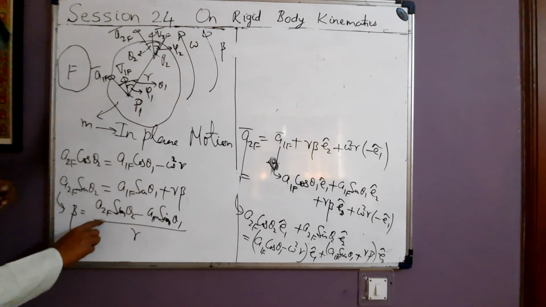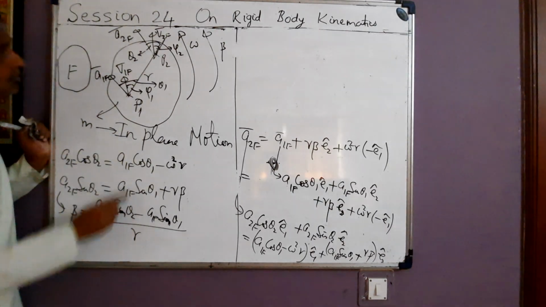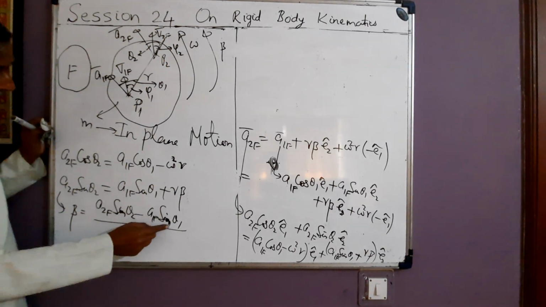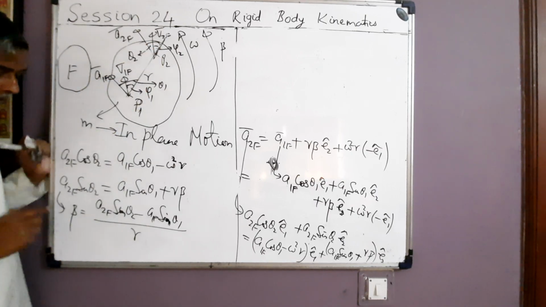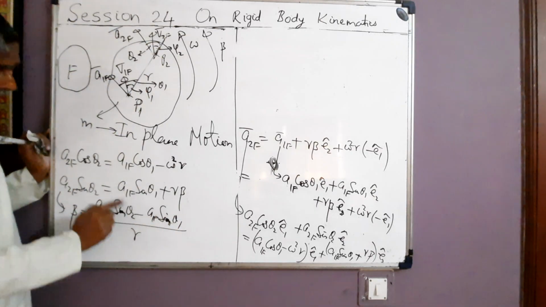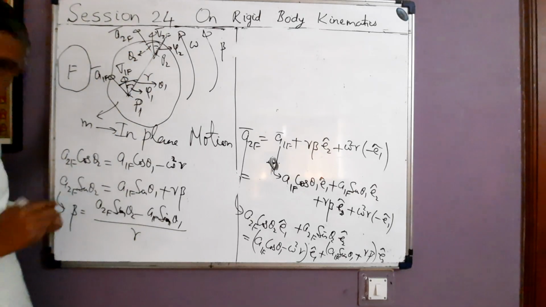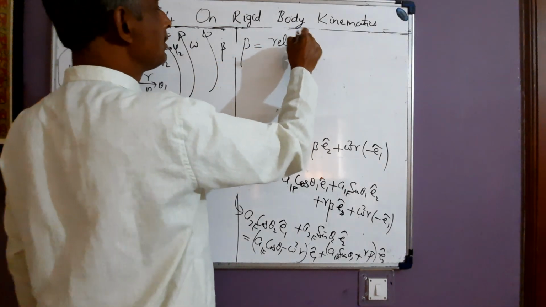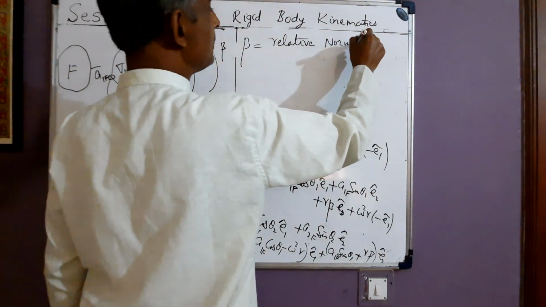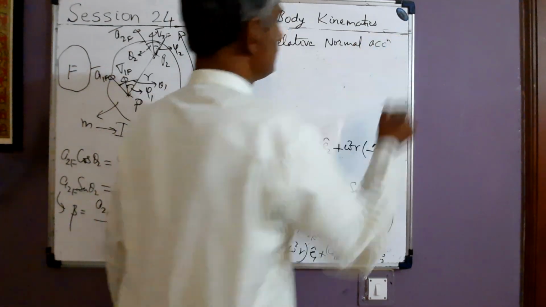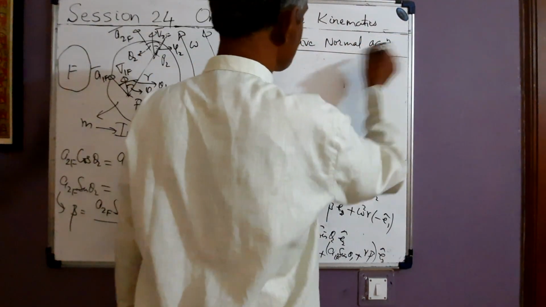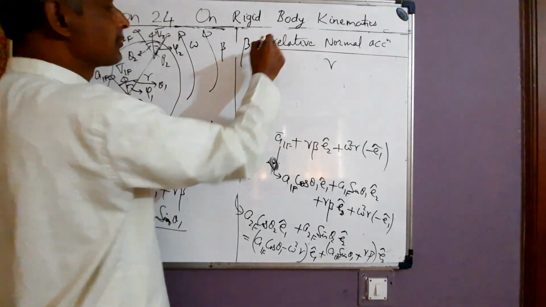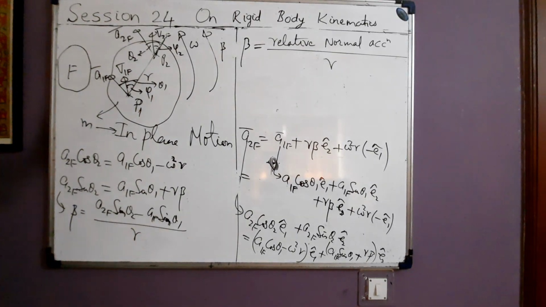Now see, what is this A2f sin theta 2? A2f sin theta 2 is the component of A2f normal to P1 P2. And A1f sin theta 1 is the component of A1f normal to P1 P2. And this difference is called the relative normal acceleration between the points P2 and P1. So in the plane motion case, beta is relative normal acceleration divided by separation r.